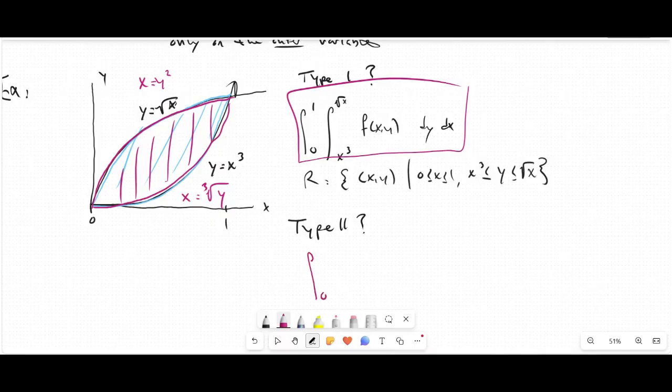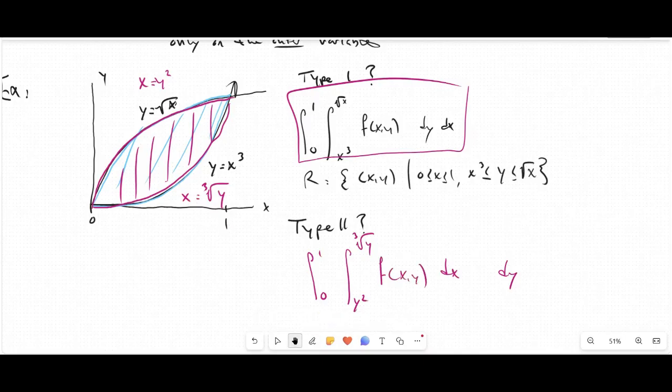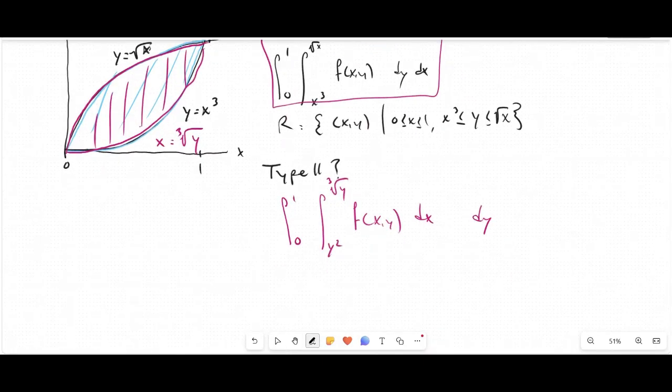And so I can take y from 0 to 1, dy. And now the inner bounds can depend on y. And I would use the lower bound is y squared. The upper bound is the cube root of y. This is all dx. And then I could put some function in there, but we don't have a function to integrate.